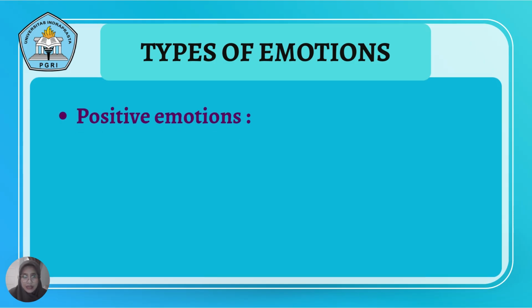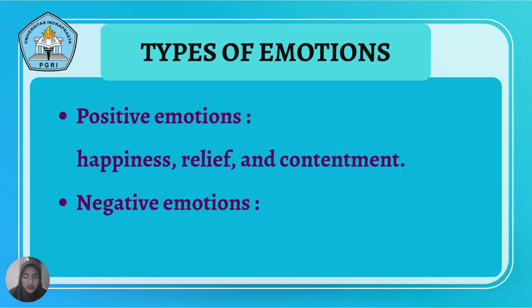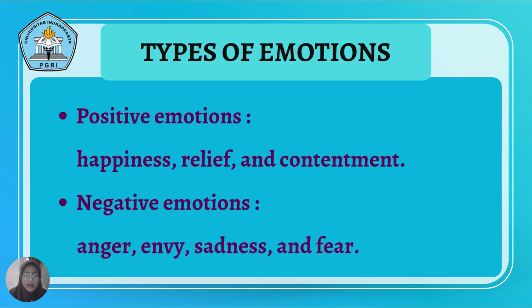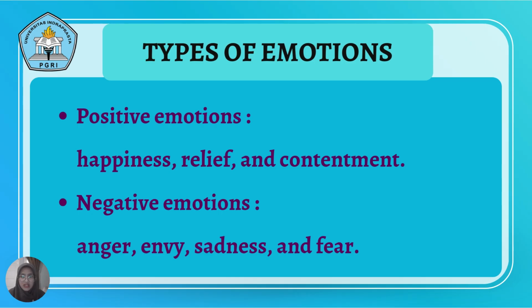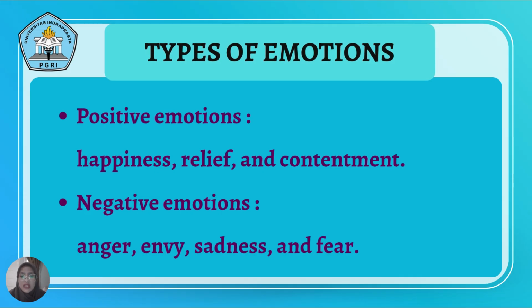Next slide is the types of emotion. There are two big categories of emotion. The first one is positive emotion. The second one is negative emotion. And it is very important for someone to know how they feel. Is it positive or negative? What emotion do they have? Why? So that they are being mindful of what they feel and what to do about it.